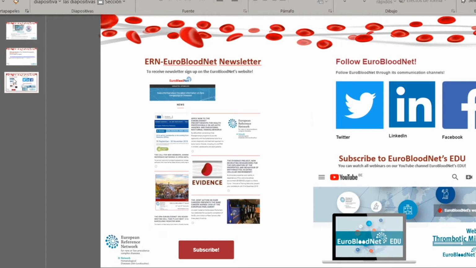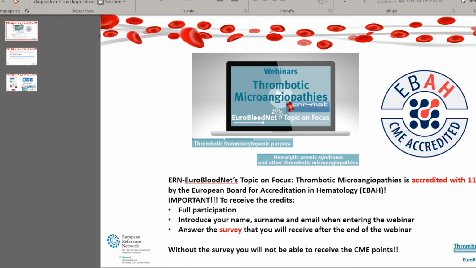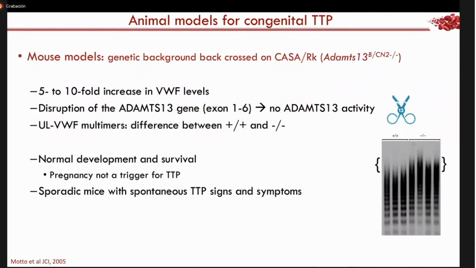Of course, the mice were still deficient in ADAMTS13. And now you see that the ultra-large VWF multimers present in the knockout mice were absent, as it should be in the wild-type mice. But again, normal development and survival in the mice. No, pregnancy did not induce TTP, but some sporadic mice spontaneously developed TTP signs and symptoms. But this was not statistically significant. So we cannot say that we have TTP in these mice.